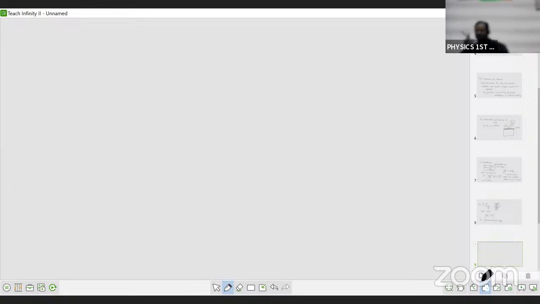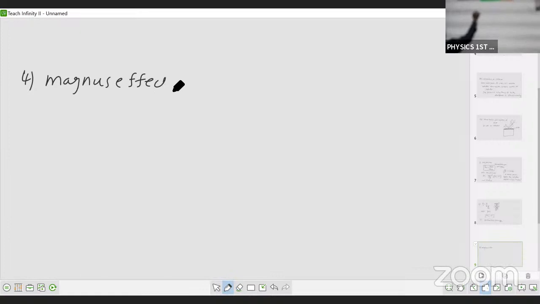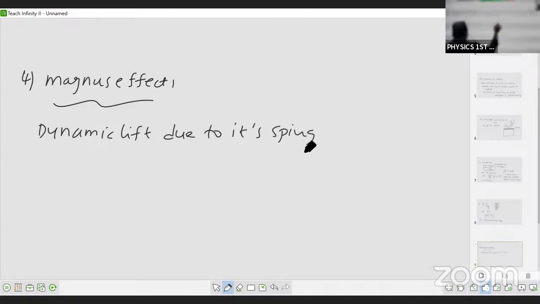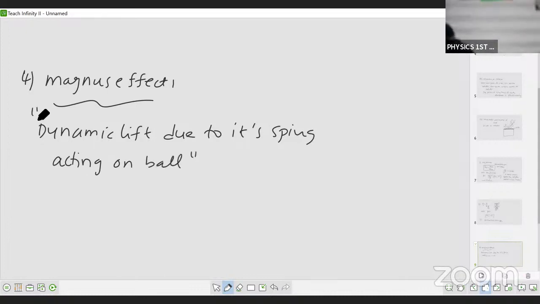Next question number 4, Magnus effect. Magnus effect means, student, a spinning ball. Dynamic lift acting on a spinning ball. Dynamic lift acting due to spin. One ball in a spinning position means dynamic lift acting. That one is only the Magnus effect. So for Magnus effect, dynamic lift due to its spin acting on a ball. That is the only dynamic lift we are calling the Magnus effect.